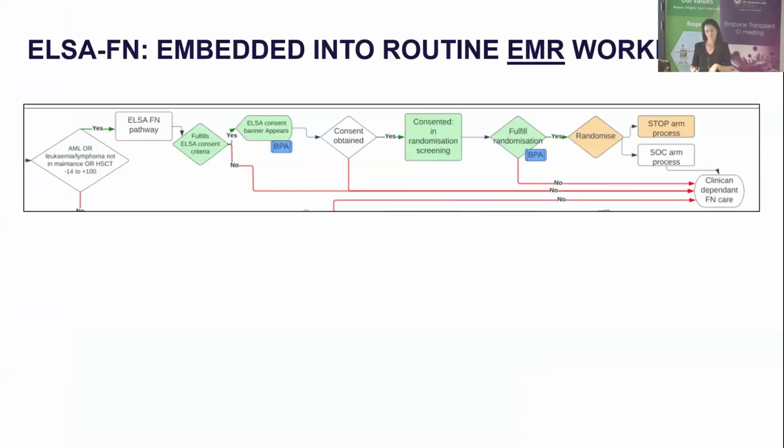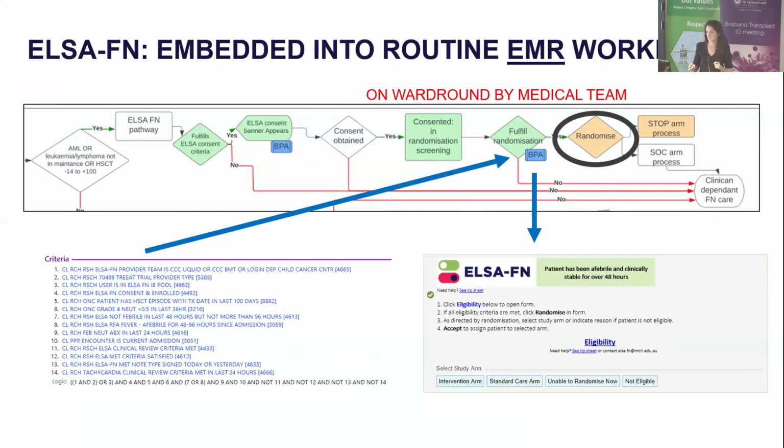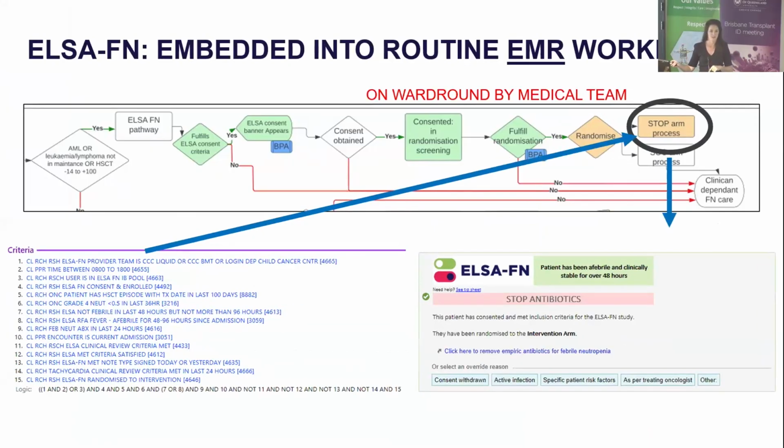The quite cool thing about this is that it's fully embedded into the EPIC electronic medical record. The EPIC system is able to screen patients continuously that might be suitable for consent, and pops up alerts to clinicians to consent. Once they're consented, they're in screening. It notifies us when a patient has met inclusion and exclusion criteria for randomization. And then if they're randomized to the stop arm, the clinicians get an alert to stop the antibiotics. And the EPIC system is our research database, so the primary outcome and all the secondary outcomes are going to be extracted automatically from EPIC.